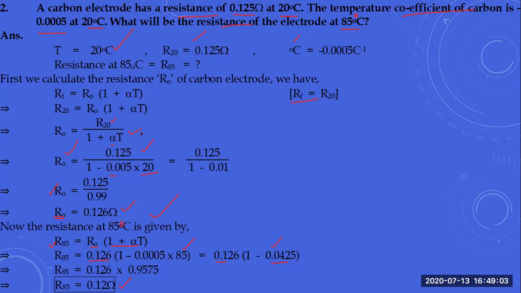Once you have calculated the resistance at zero, you use the technique to calculate the resistance at higher temperature, because this formula gives the effect of temperature. With increasing temperature, the resistance of the conductor also increases. That's why this formula is used. So by using this formula, you have calculated the resistance at 85 degrees Celsius.